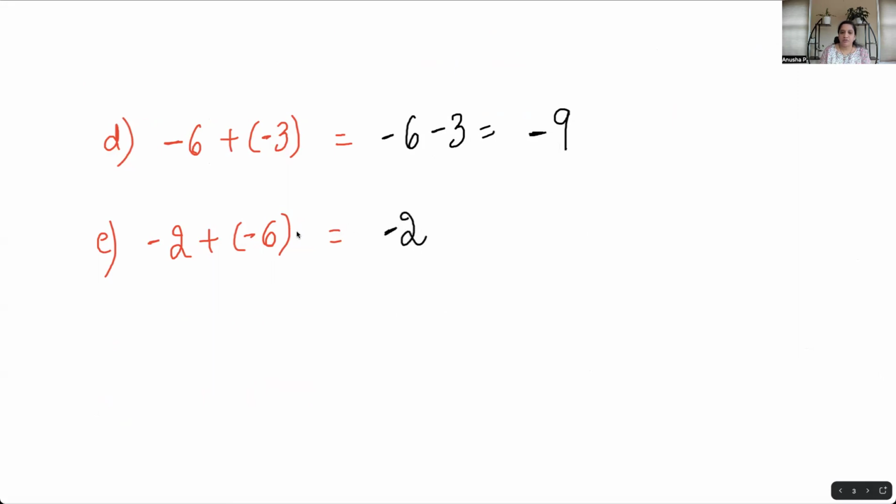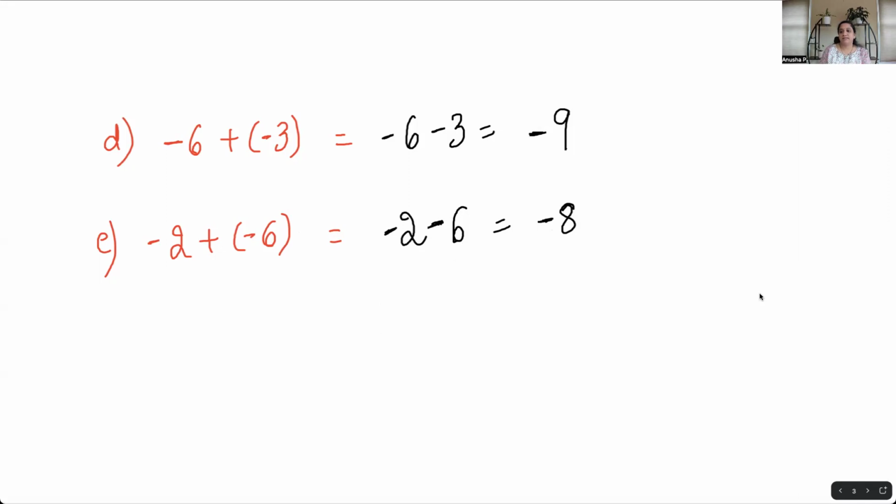So minus 2 plus and minus next to each other is minus 6, right? Plus and minus next to each other, you're combining to make it a minus sign. Now both the numbers have the same sign. So just add the two numbers. 2 plus 6 is 8 and keep the same sign, minus 8. So from these examples, if you have the same sign, add the two numbers and keep the same sign.